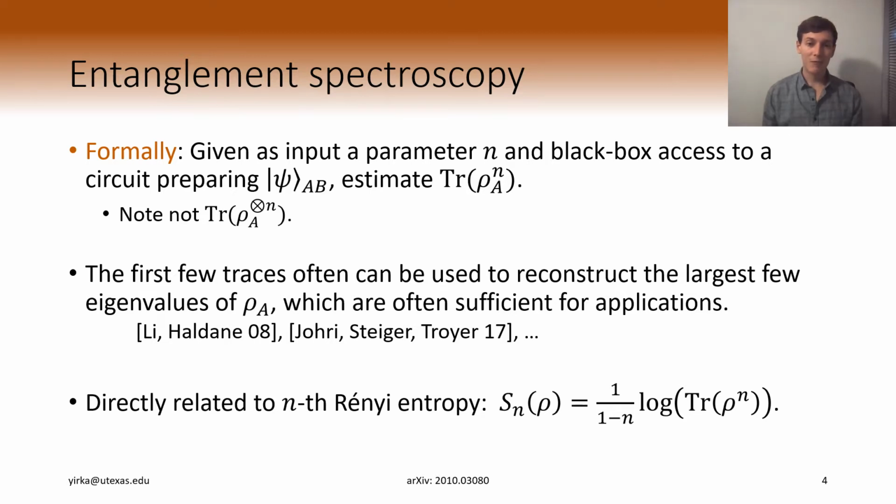Now, importantly, the first few traces, meaning the first several values of n, are often sufficient to reconstruct the largest few eigenvalues of the reduced density matrix. And those largest few eigenvalues are often sufficient for learning physical properties, including for the applications listed on the previous slide. In the literature, there's often been an alternation between discussing trace rho to the n and finding the nth Rényi entropy. This is because they're effectively equivalent in that finding one gives you the other via this formula here.